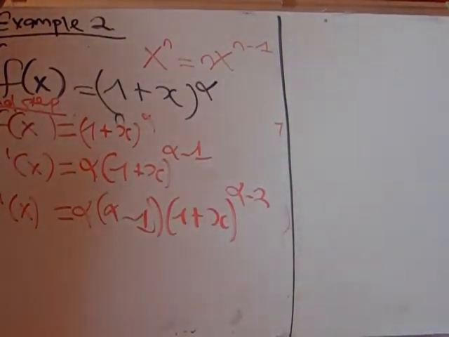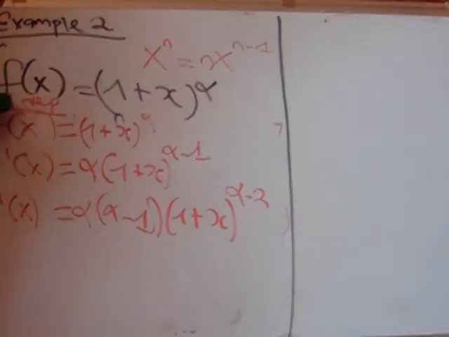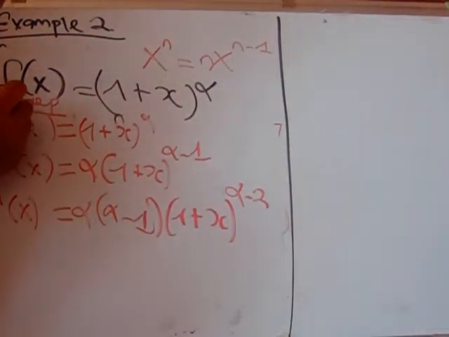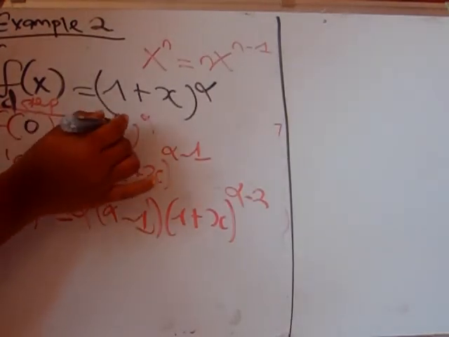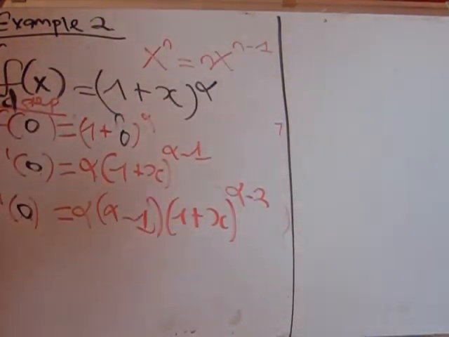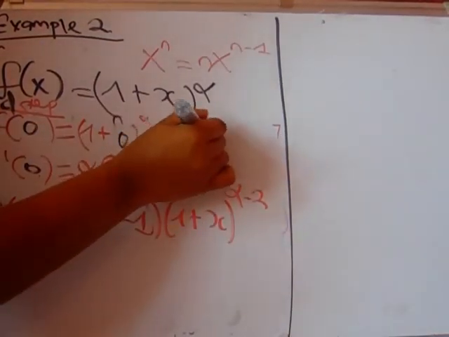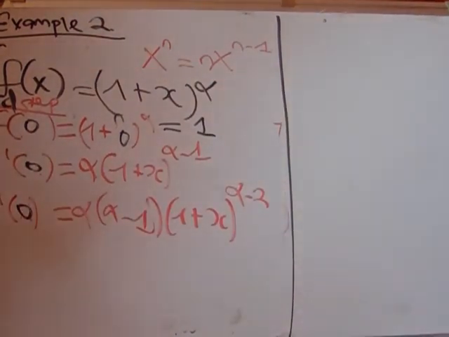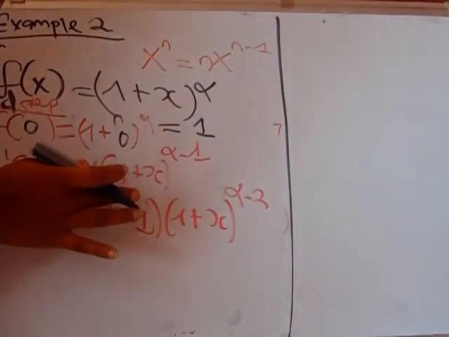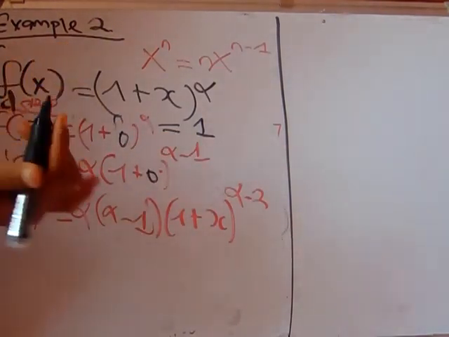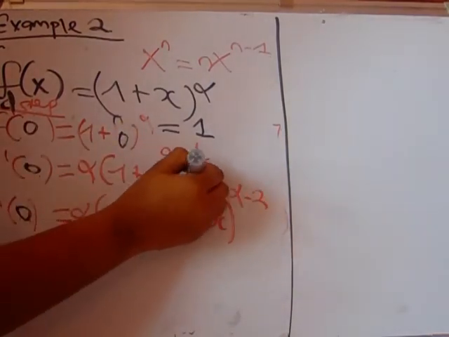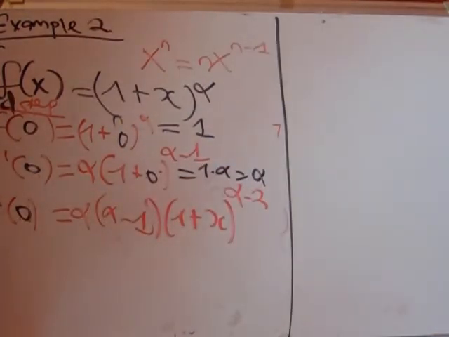The third step is replacing with 0. So replace with 0. 1 plus 0 is 1 raised to the power of alpha, and 1 raised to the power of anything gives us 1. We apply it here again. I replace this with 0, so I'm left with 1 raised to the power of alpha minus 1. 1 raised to the power of anything will give us 1. 1 times alpha, that's alpha.